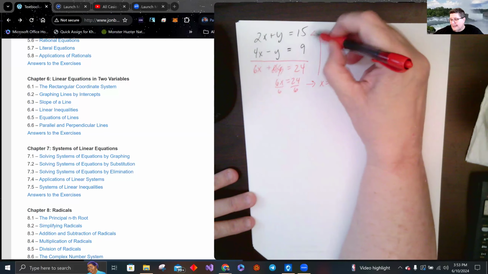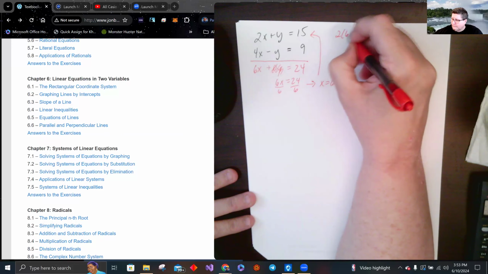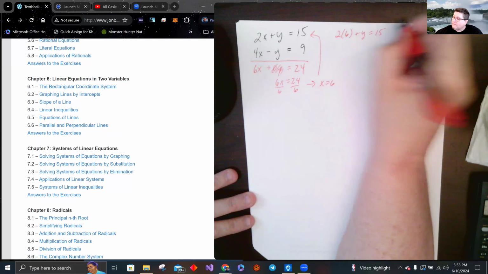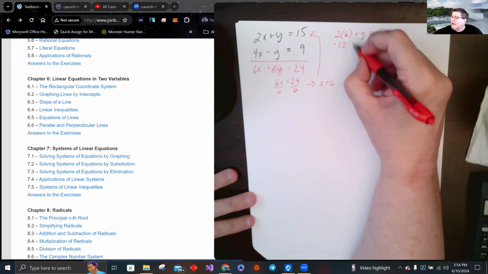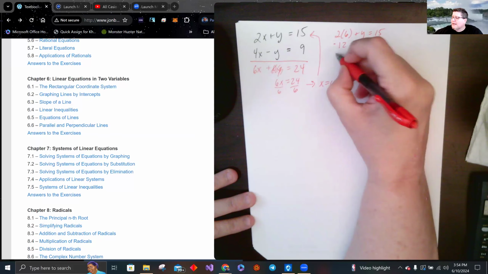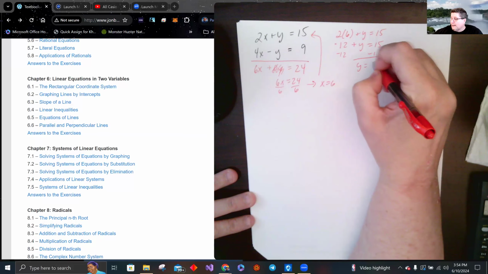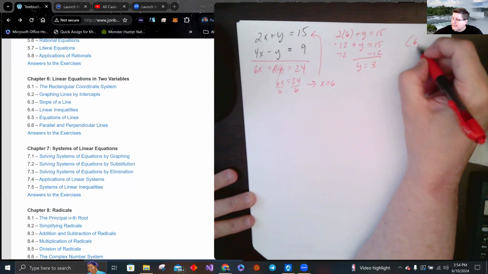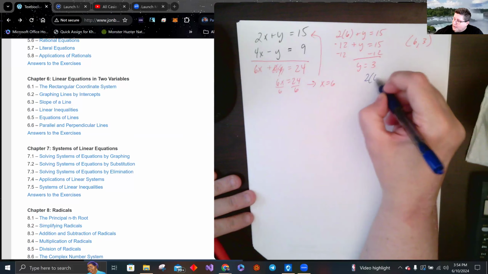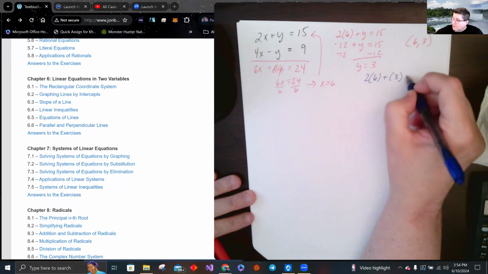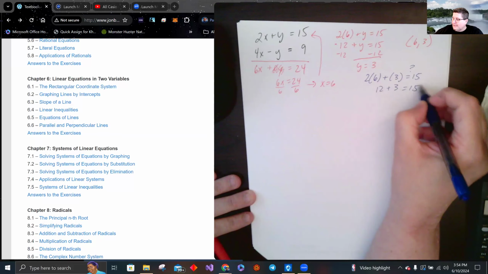And I can go plug it into either equation. I'll plug it into this one. So 2 times 6 plus y equals 15. 12 plus y equals 15. We will subtract 12, and we get y equals 3. The solution is 6, 3. If I plug that into both equations, it will work. Or it should work. 12 plus 3 equals 15.